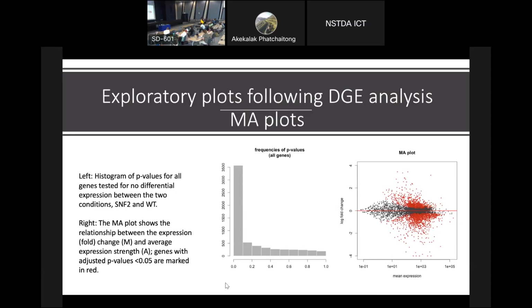And they are usually, by definition, away from that middle line, because that's where the changes are very similar or close to each other. These ones, the changes are different, and they can be upregulated or downregulated.